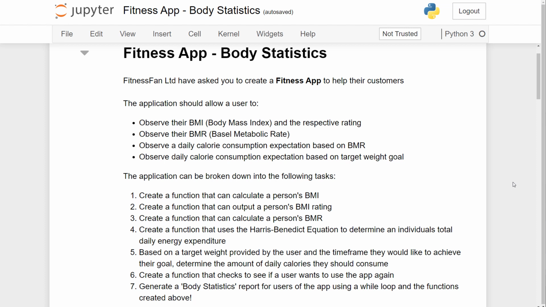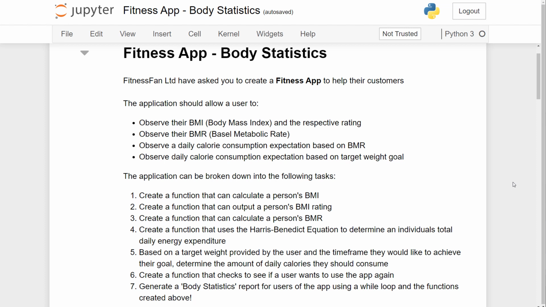So Fitness Fan Limited have asked us to create a fitness app to help their customers. The application should allow a user to observe their BMI, which is known as the body mass index, and the respective rating. More on this shortly. They should be able to observe their BMR, which stands for their basal metabolic rate. They should be able to observe a daily calorie consumption expectation based on their BMR. And finally, they should be able to observe a daily calorie consumption expectation based on target weight goal.